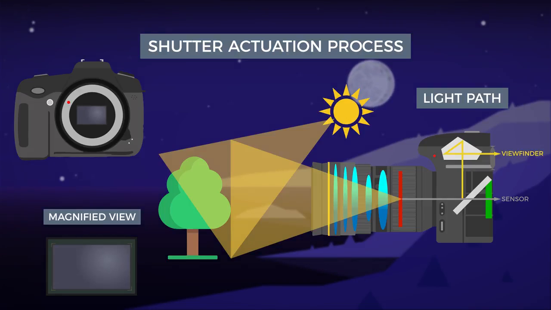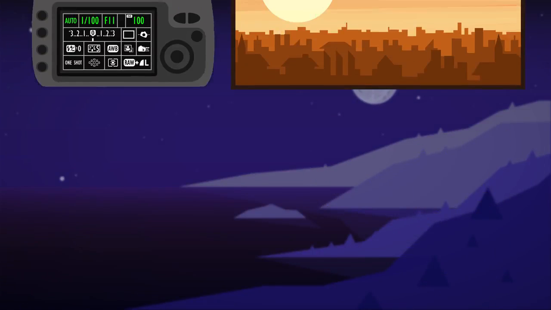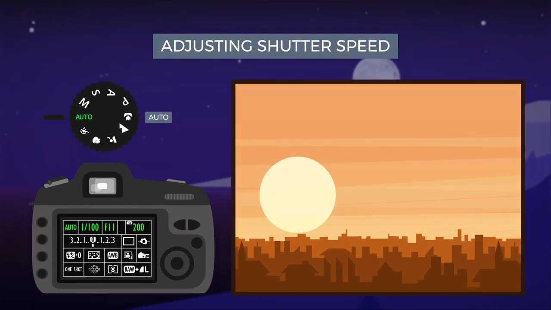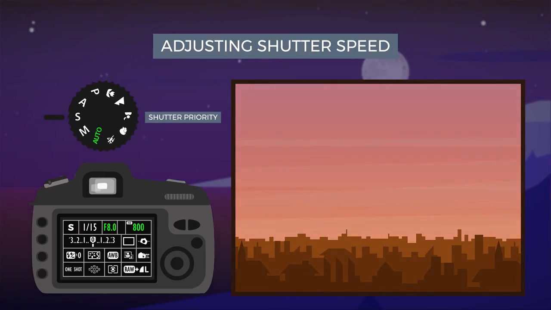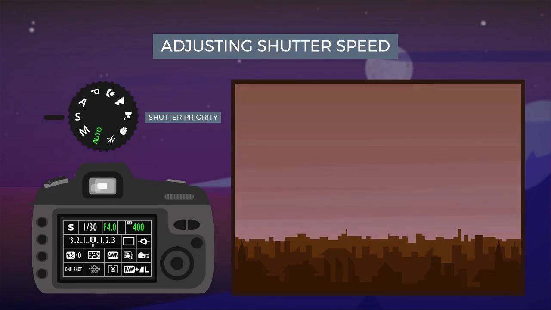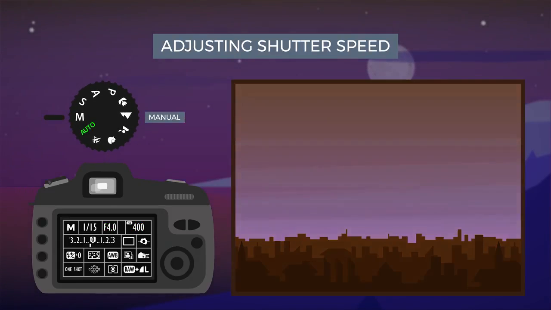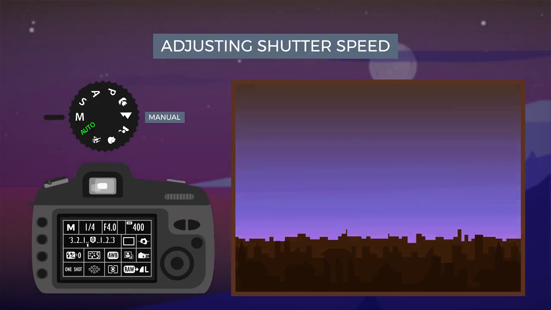The longer the shutter is kept open, the more light will enter the camera. In auto mode, cameras will meter the scene and determine an adequate shutter speed to keep the picture from becoming either over or underexposed. You can manually change the shutter speed by either putting the camera in shutter priority mode, which will let you change shutter speed, letting the camera calculate ISO and aperture, or full manual mode, which gives you full control over all your camera settings.